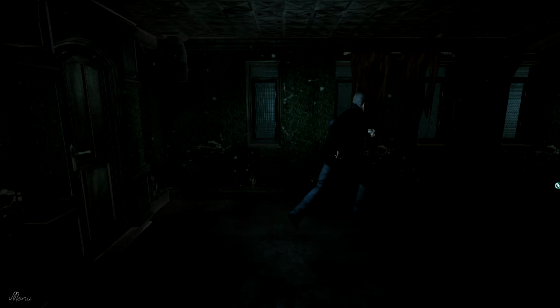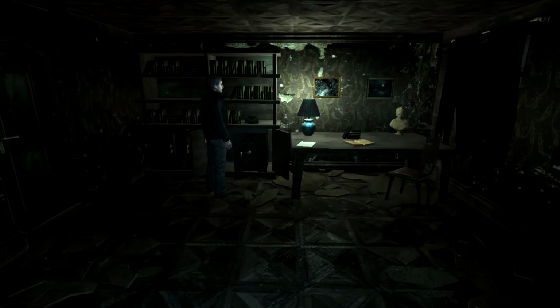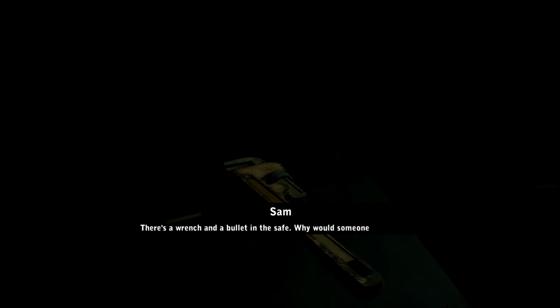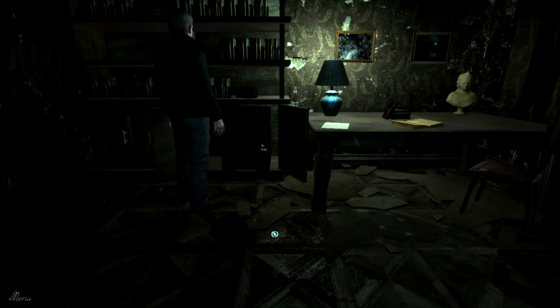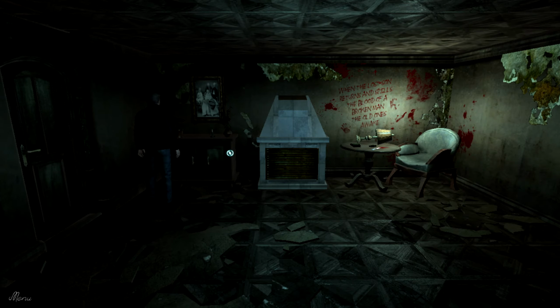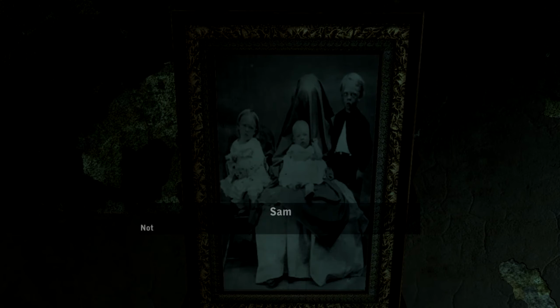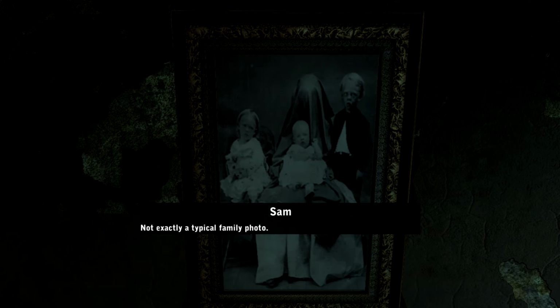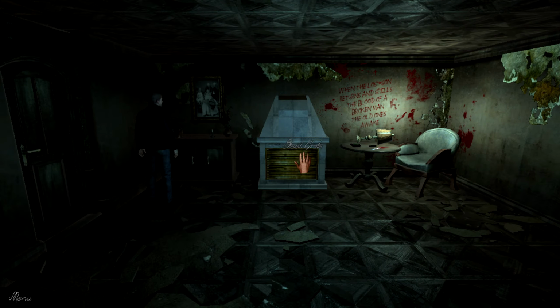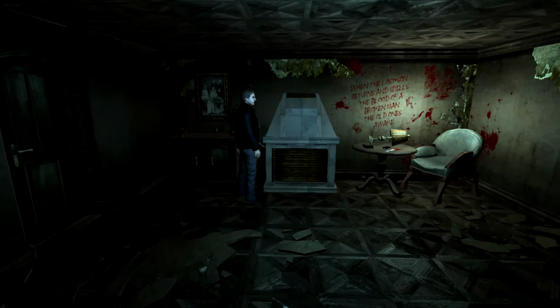For example, at one point you find a safe, you find a combination and open it, and in the safe you find a bullet and a wrench. And Sam asks himself, why would someone put a wrench and a bullet into a safe? And the answer is, we don't know. We don't know whose safe that is actually, and we don't know why those items were put there. From an in-universe point of view, from an out-of-universe point of view, we know it because those are two items we need to solve the next puzzle. But it feels very contrived and extremely artificial.